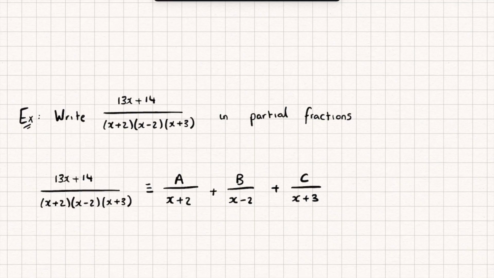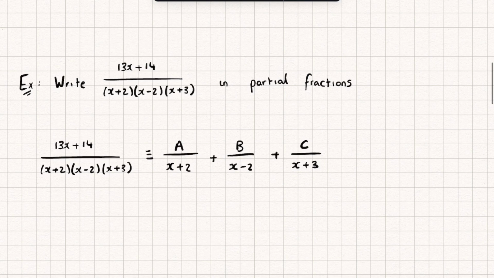And then we do the process again. So if you've got 3 linear terms, by linear terms I just mean things like this, 3 of those multiplied together on your denominator, you're just going to have 3 fractions summed together like this. Okay. From here, we do the same process as before. We're going to multiply both sides through by the denominator here.